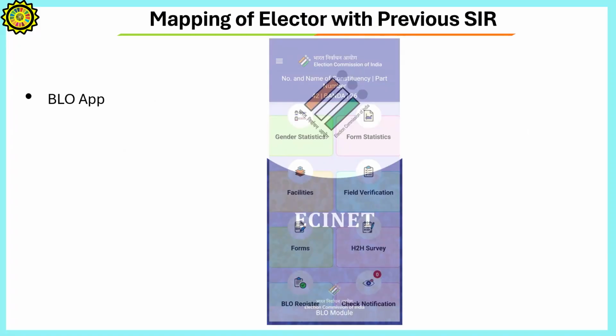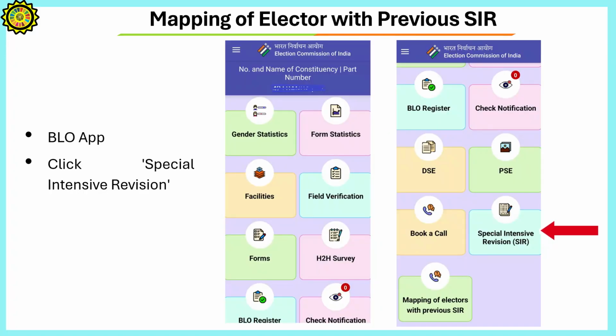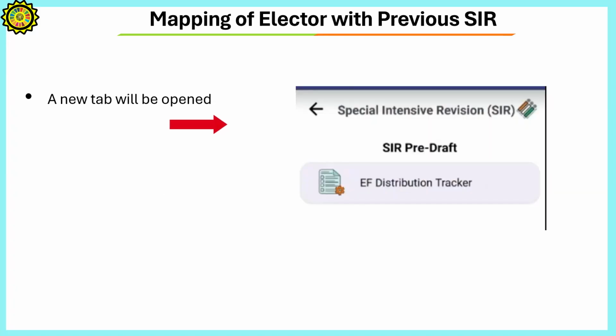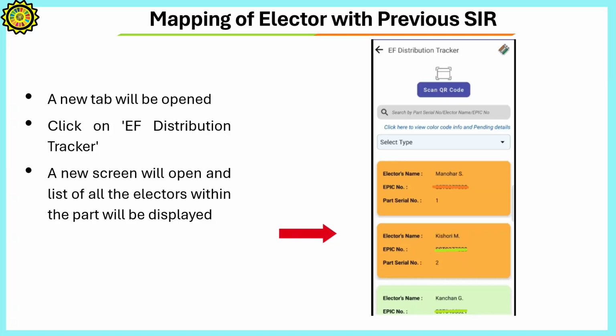The BLO app is shown on the screen. Now click on the Spatial Intensive Revision. Now a new tab will be opened. Click on EF Distribution Tracker. A new screen will open and list of all the electors within the part will be displayed.